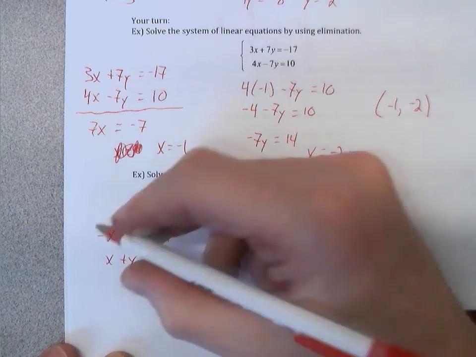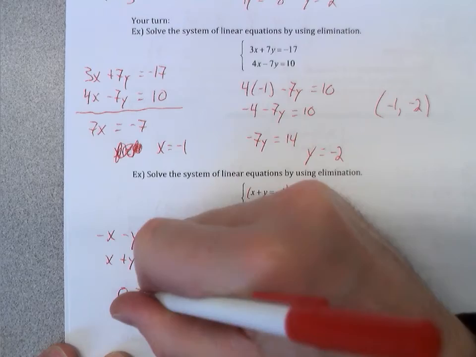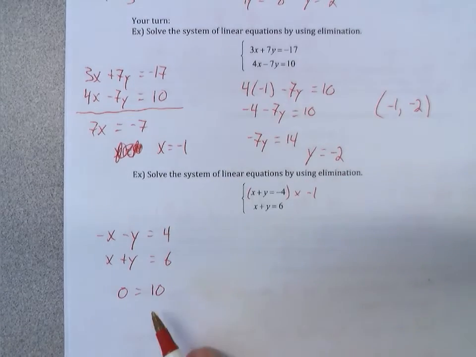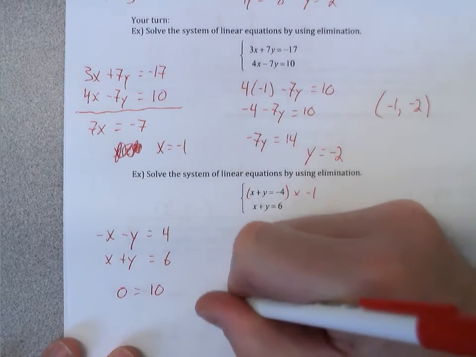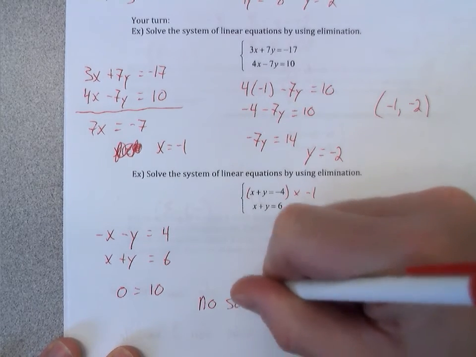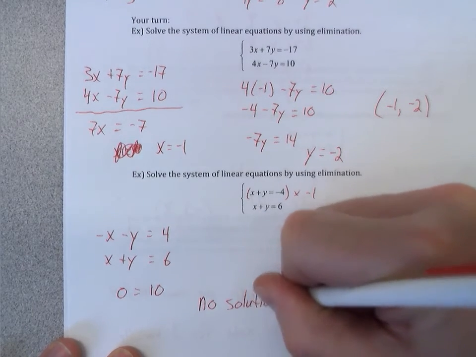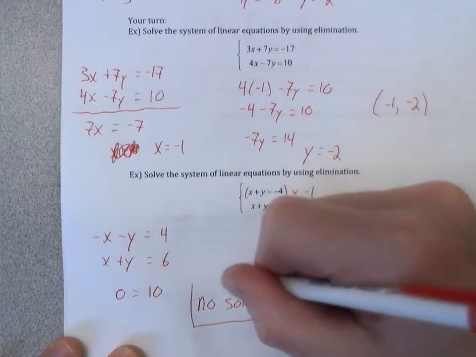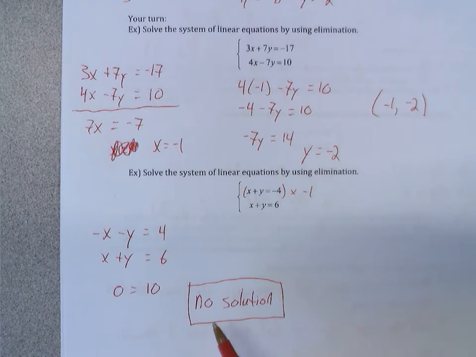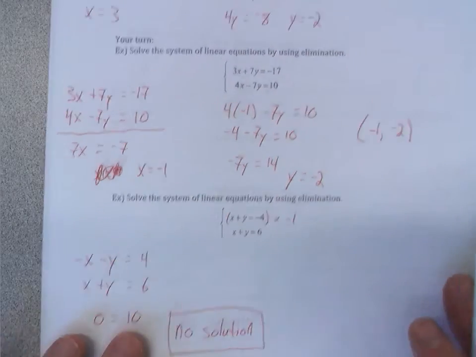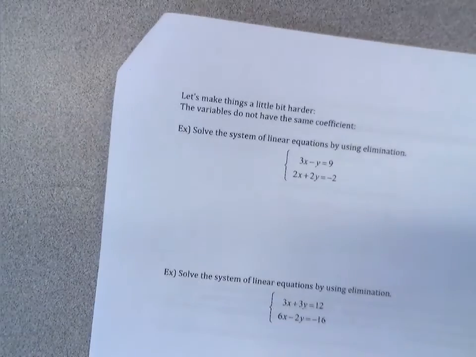And what's going to happen? These are all going to cancel. I'm going to end up with 0 equals 10. What does that mean? Well, 0 doesn't equal 10, so that clearly tells me that this problem has no solution. That means there is not a set of points that these two lines have in common and that they won't cross at the same place.